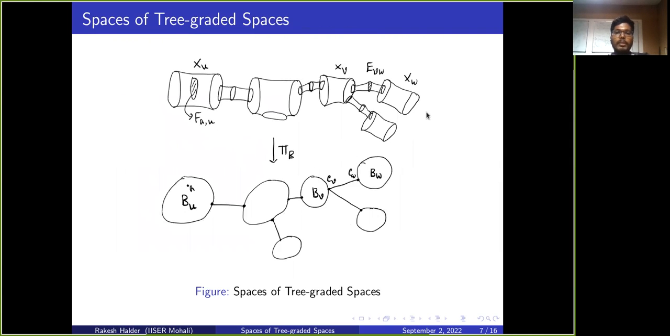So here we have a picture. This space is X, and this is a tripod space B, and below we have a tree. So this is the structure for spaces of tripod spaces.